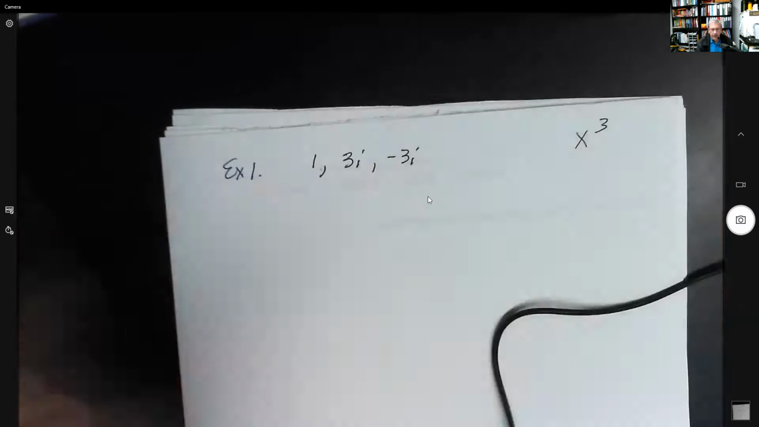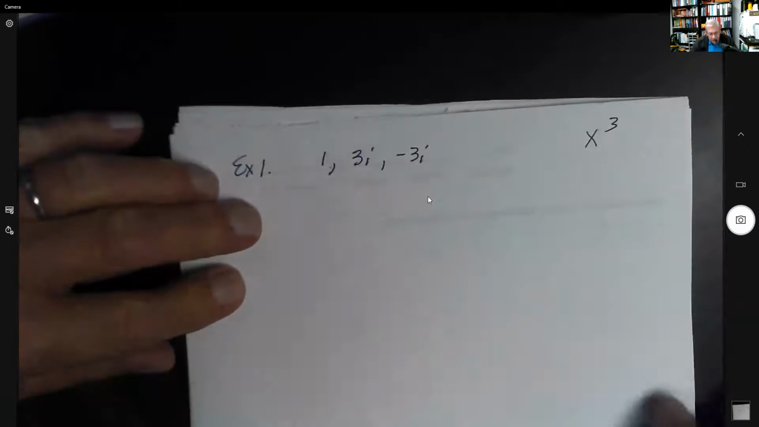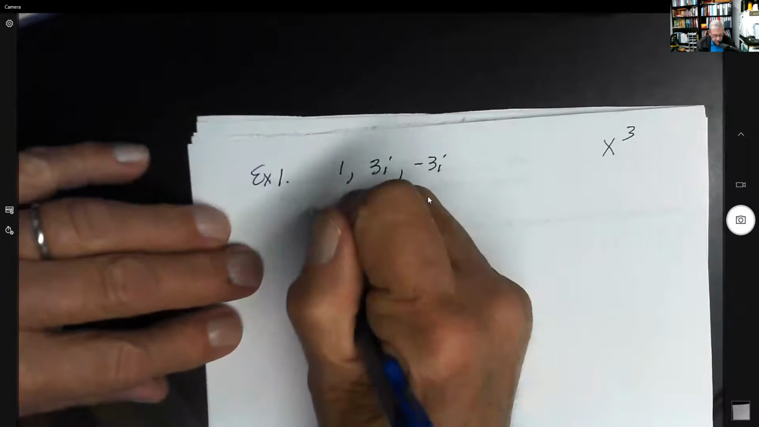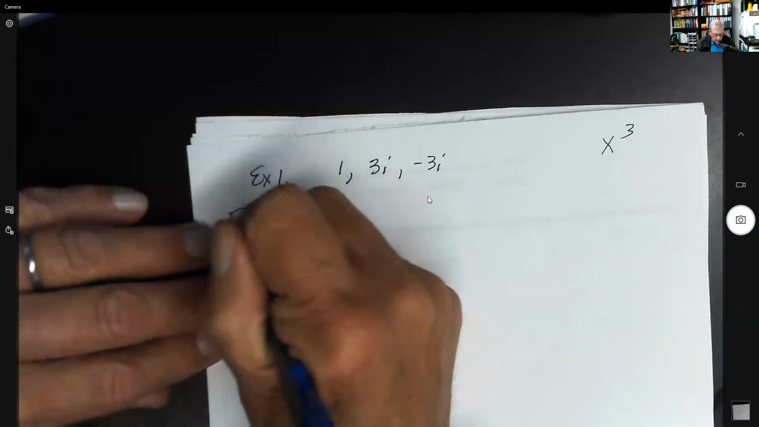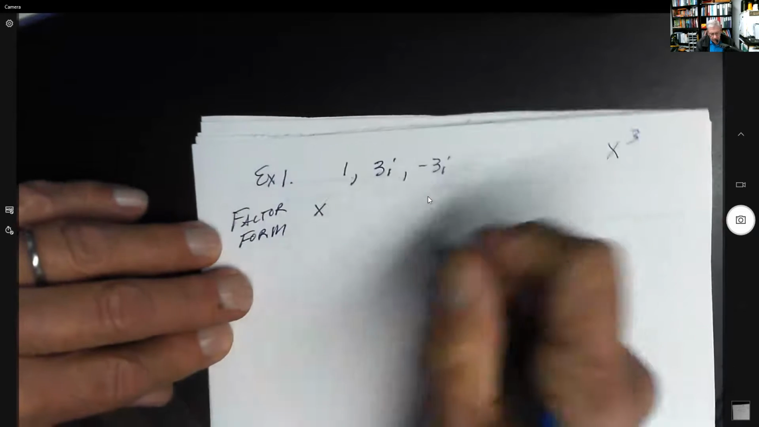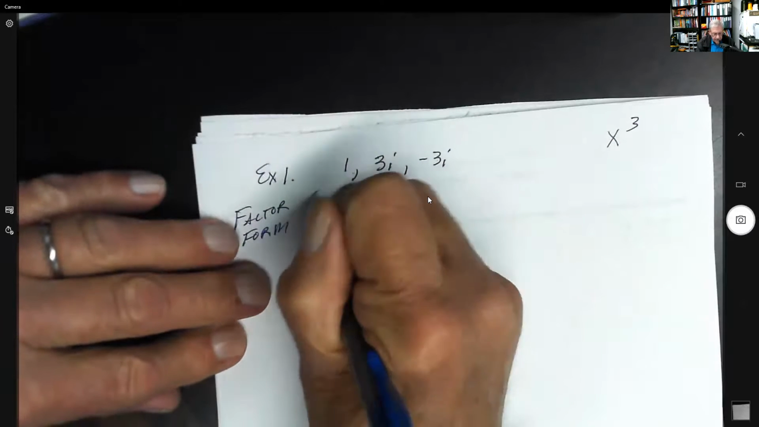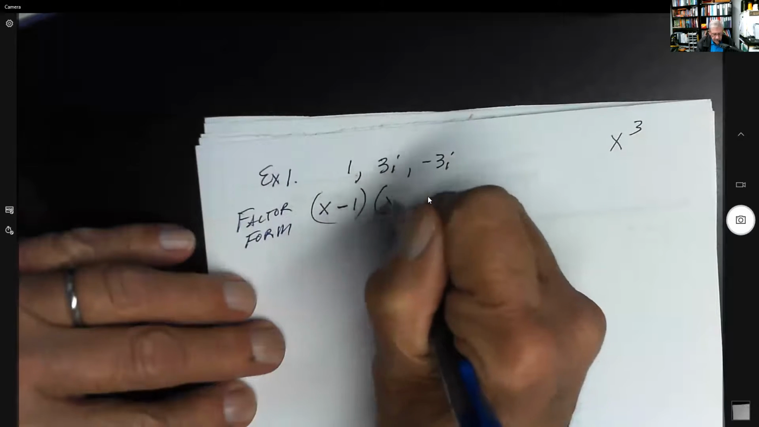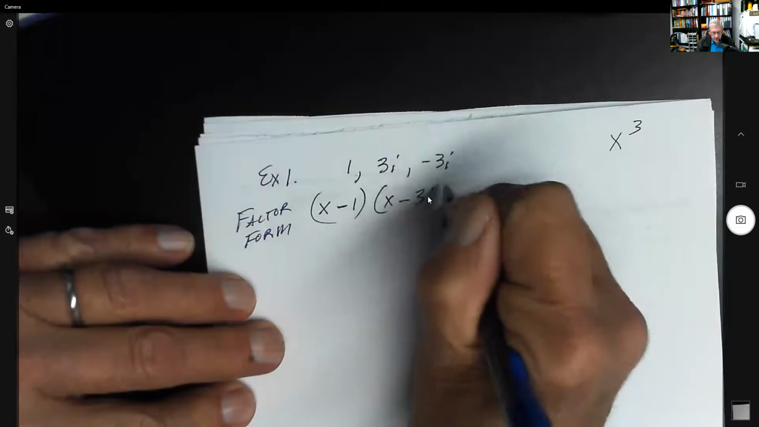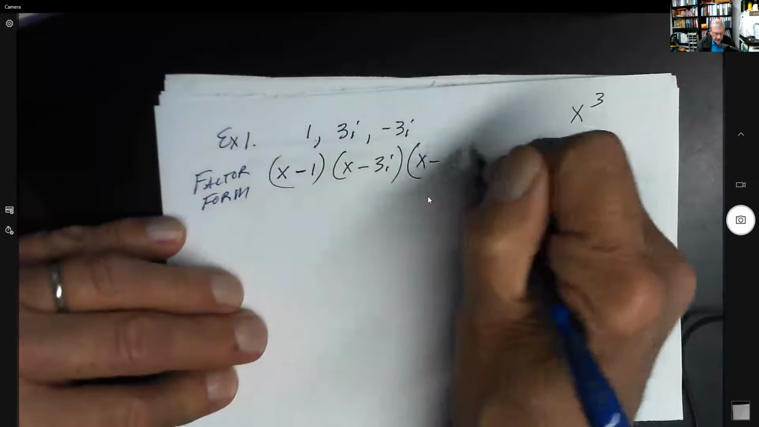Okay, so we see there's 3 answers. So that means that the power was a power of 3. So how are we going to find this? Well, let's put them in factored form first. Factor form. So to put them in factor form, it's always going to be x minus the number. x minus whatever it is. And x minus the number.